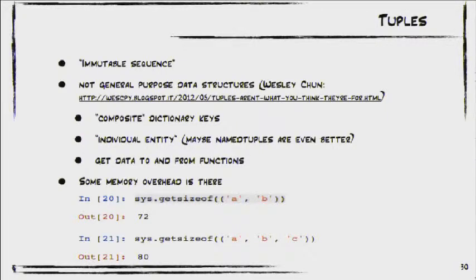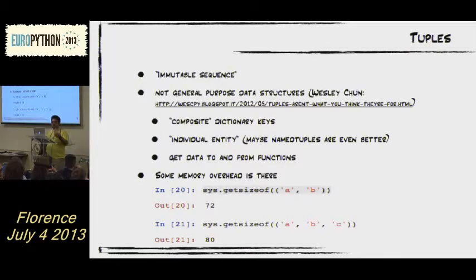And then there are the tuples, which is the last data structure in Python. Some opinions here. Wesley Chun, for example, advocates that we should not consider a tuple as a data structure, at least not as a data structure to manipulate data. He suggests these three uses, like composite dictionary keys or individual entities, okay, or just to get data to and from functions. That's it. And this is the overhead of a tuple, okay? It's not a lot, but if you want to have a list of a lot of tuples, this is going to be bad, okay? So every layer of indirection, you pay for that.